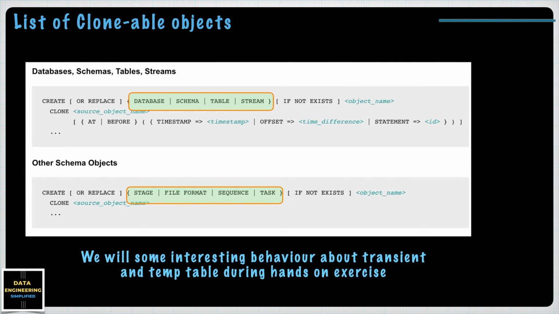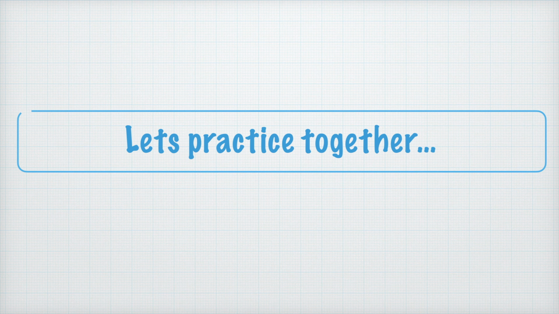Follow the link above. We will see some interesting behavior about transient and temporary tables during the hands-on exercise. Enough talk and theory. Now open your Snowflake free trial edition web UI or Snowsight and let's learn together and have some hands-on exercises.